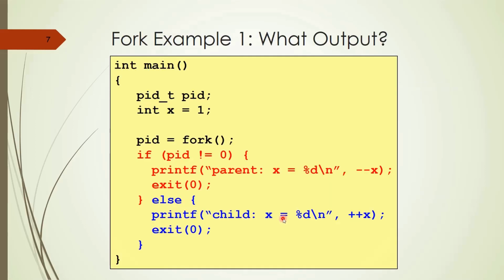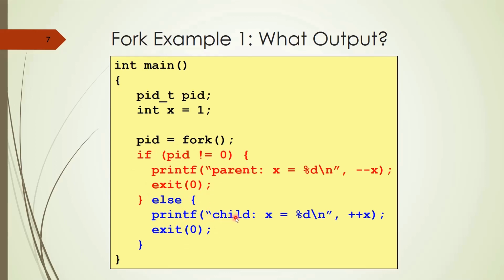Now let us look at one example. If you look at this particular example, there is a pid variable of type pid_t, and there is a fork system call. If pid is not equal to 0, this part will be executed by the parent, else the child part. The red part shows what the parent will execute and the blue part shows what the child will execute.